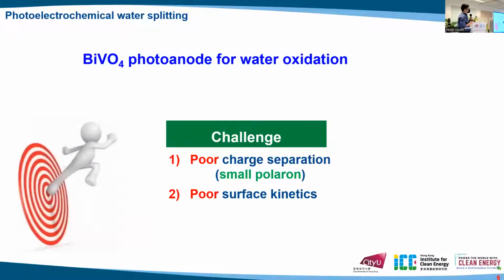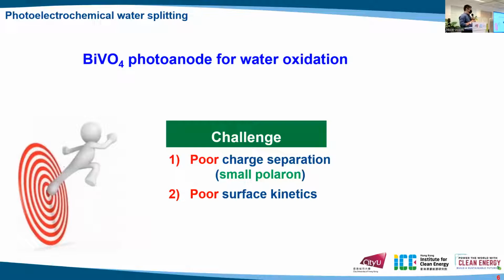So first of all, please let me introduce our recent study on the development of bismuth vanadate photoanode for water oxidation, which is a very important half reaction for photoelectrochemical water splitting. Bismuth vanadate is one of the benchmark materials that has been widely used for such a reaction. However, its high performance is still limited by two major challenges.